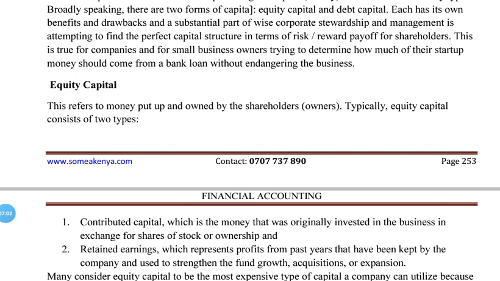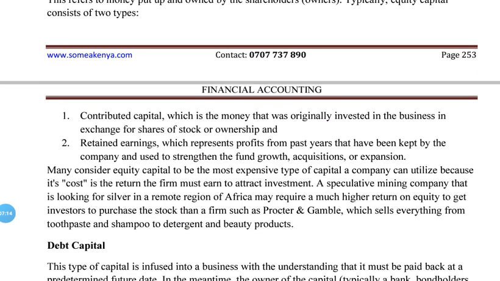Equity capital refers to money put up and owned by the shareholders. So that is the owner's equity. Typically, equity capital consists of two types. Number one, contributed capital, which is the money originally invested in the business in exchange for shares of stock or ownership. Another point is the retained earnings.